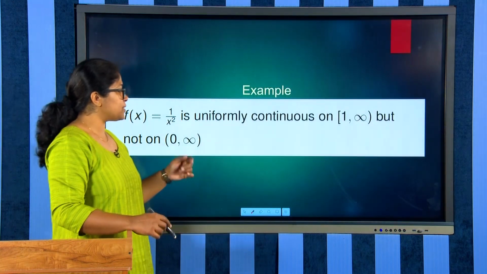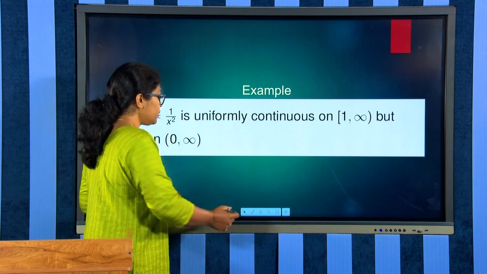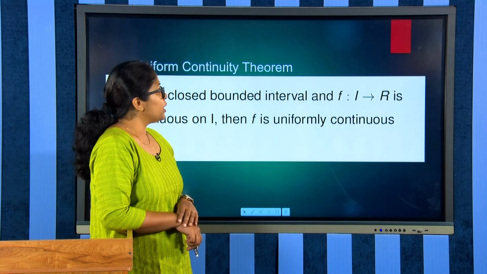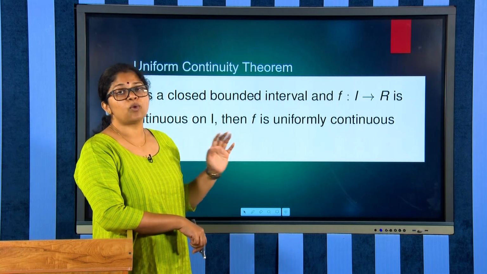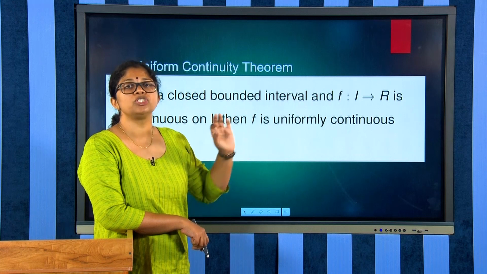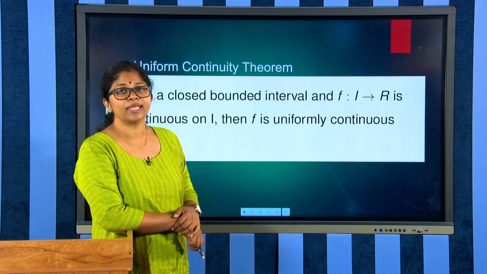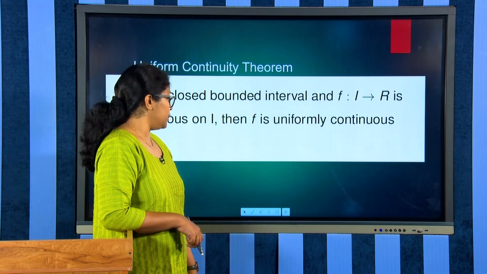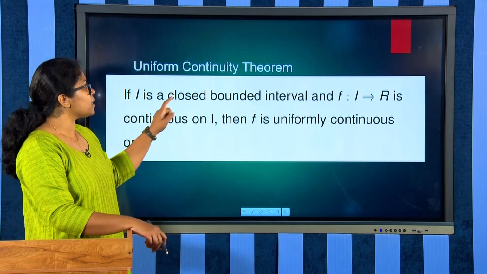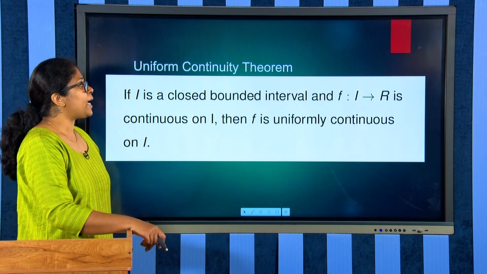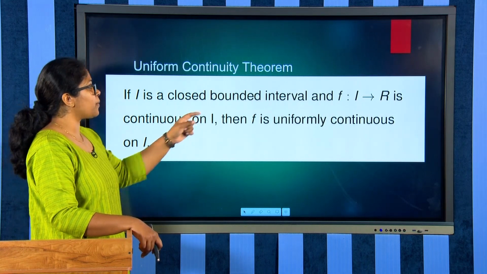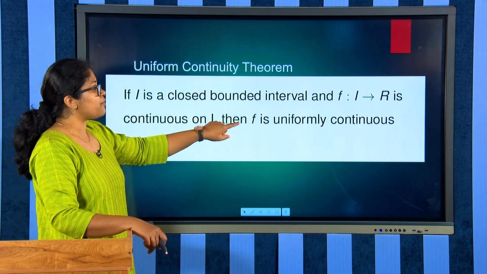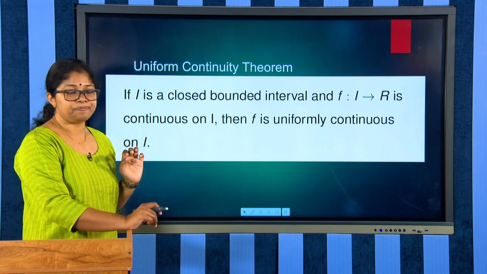So these are some of the examples that we have seen. Now let us look at a very important result which indicates when a continuous function is surely uniformly continuous. When can we say that a continuous function is definitely uniformly continuous? If I is a closed bounded interval, and if f is a function defined from I to R that is continuous on I, then f is uniformly continuous on I.